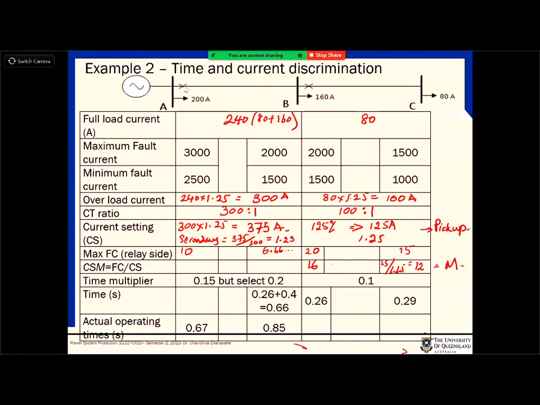This one becomes 4.1, because it is again still the 1.25, and this one is 3.3.